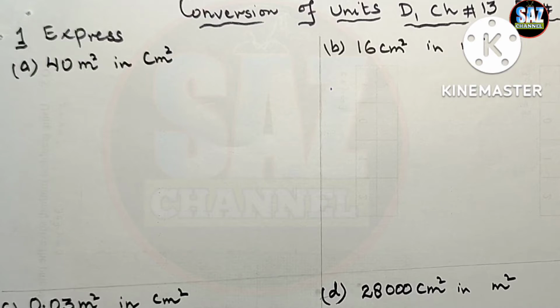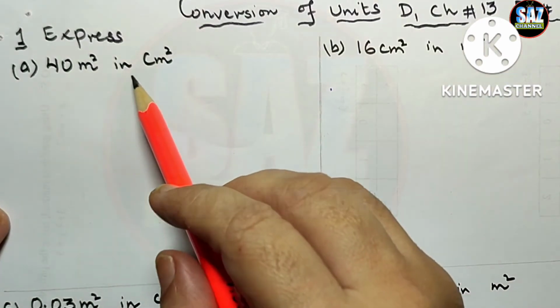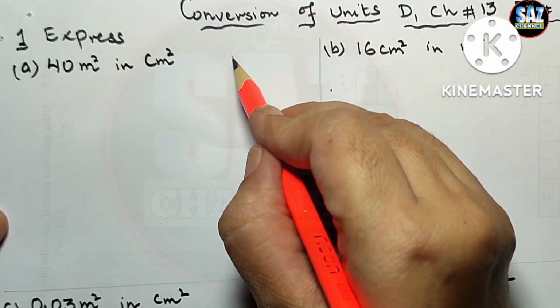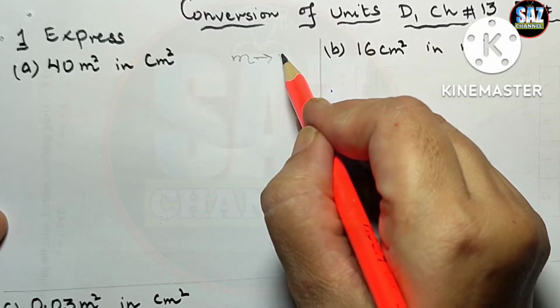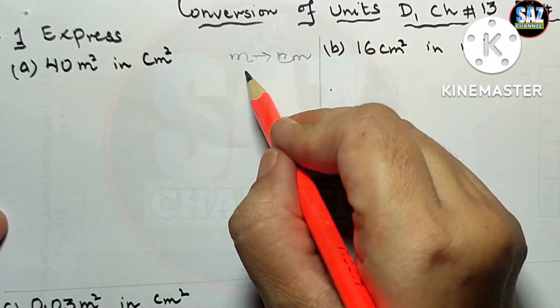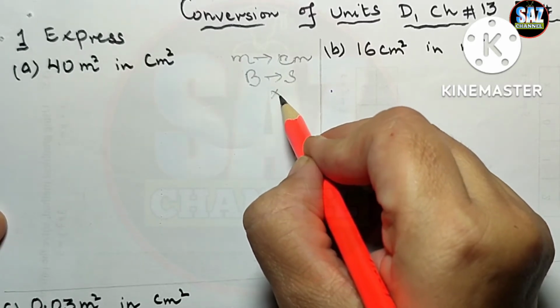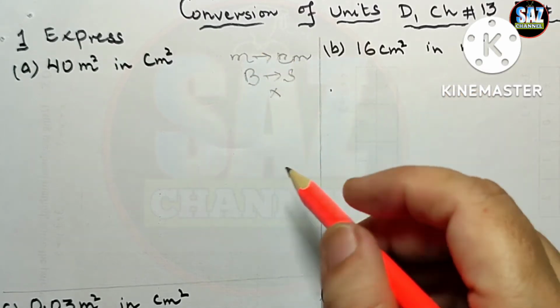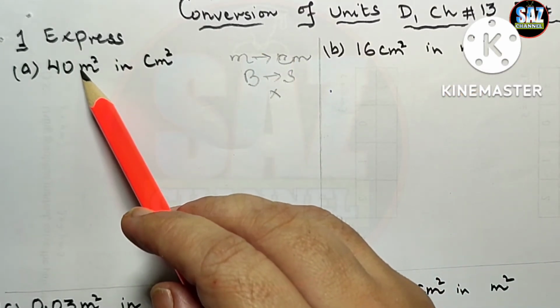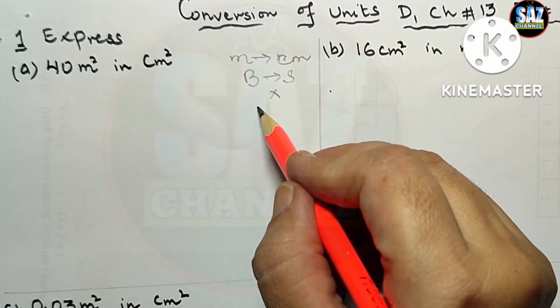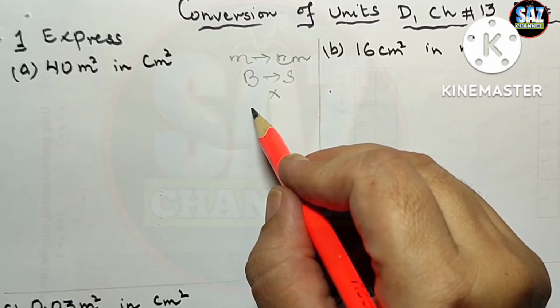Question number 1 says that we have to express 40 meter square in centimeter square. Now recall that we have to convert meters to centimeters, which means big to small, so we have to multiply. Then we have to think about how to convert meter squares. Recall the concept of the square: what do we do in square? We multiply the same number by itself.